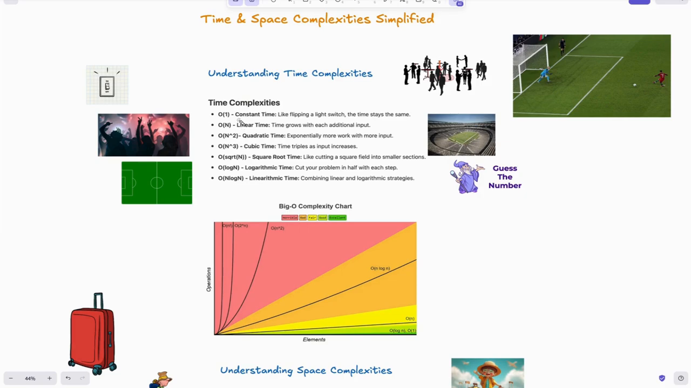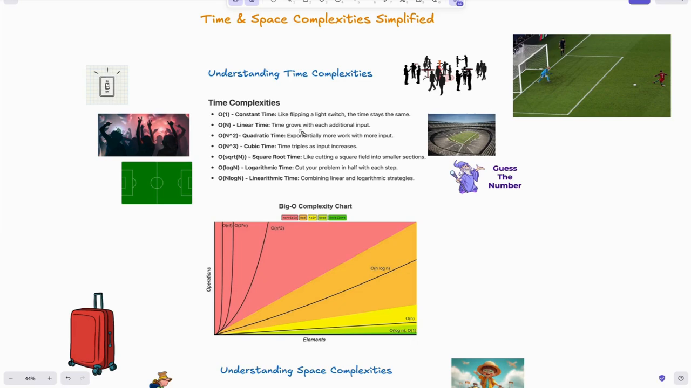Another example is, let's say you're finding the sum of n natural numbers. You'd apply the formula directly, n times n plus 1 divided by 2. No matter how big the n is, we'll get it in constant time. So hope you got the idea. Next up is O(n) time complexity. This is linear time.